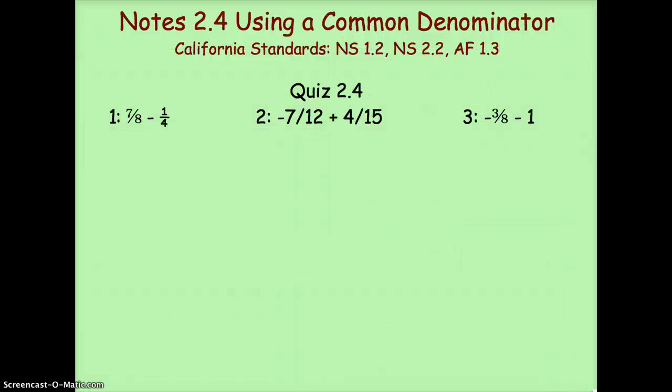Okay, lastly here we have our quiz. 7/8 minus 1/4, negative 7/12 plus 4/15, and negative 3/8 minus 1. Go ahead and answer those carefully. Submit your answers on Schoology.